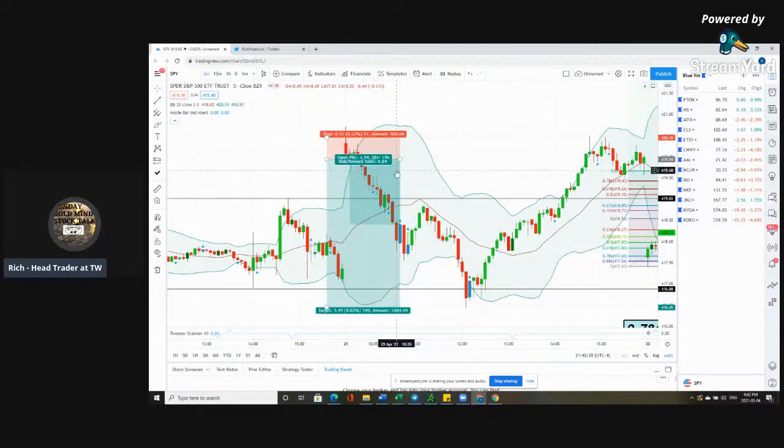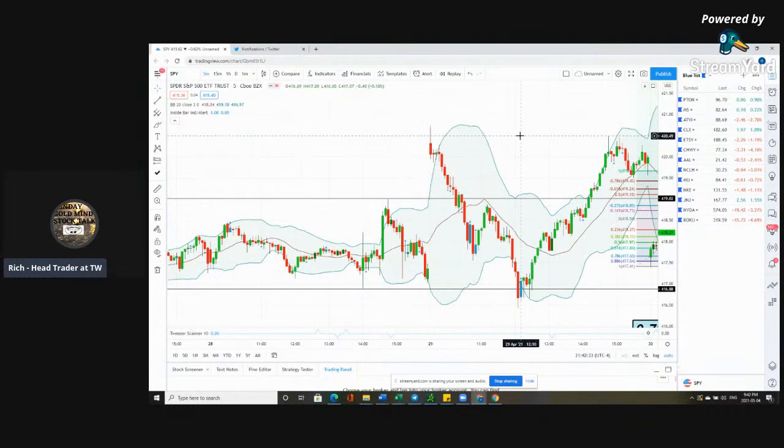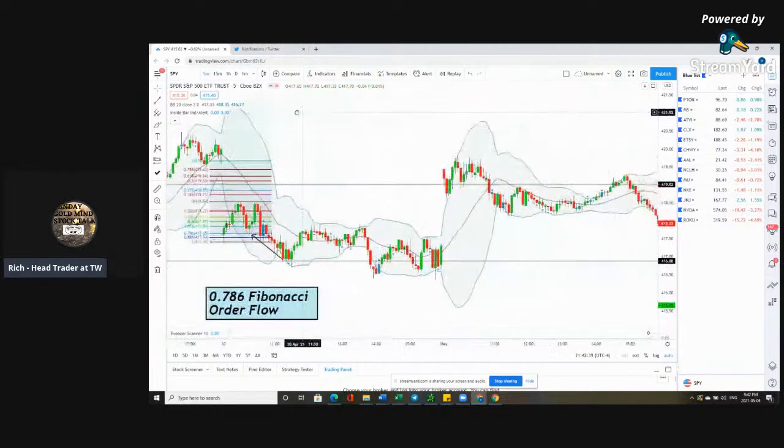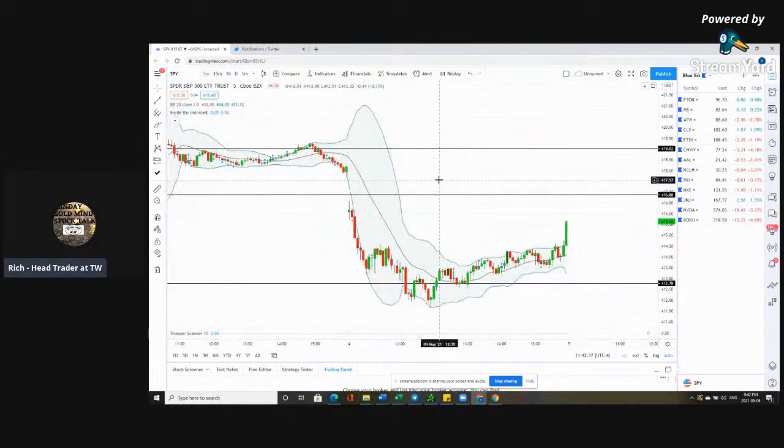So this is what I mean when we're looking for opening range breakout. We want to look for something that's gapping. The gap is when we want to use it.